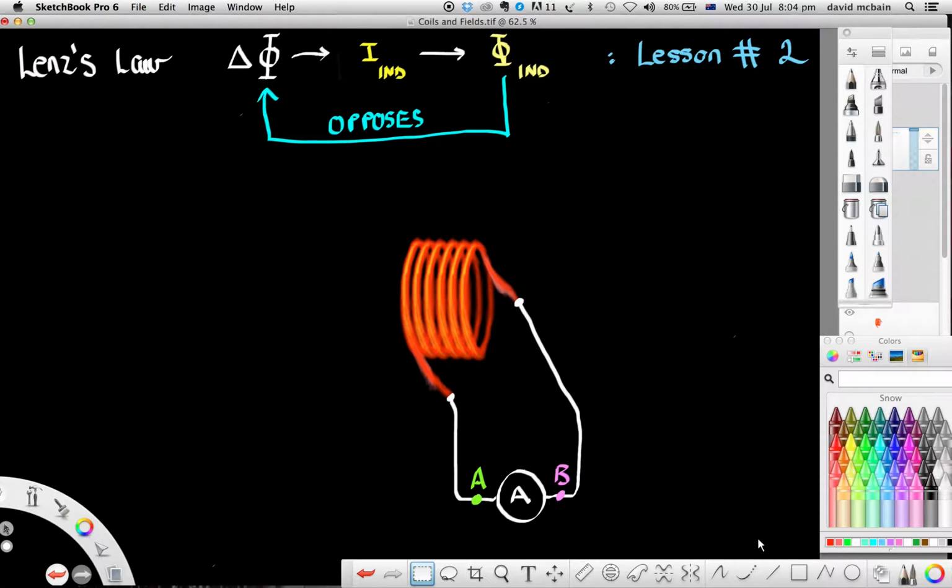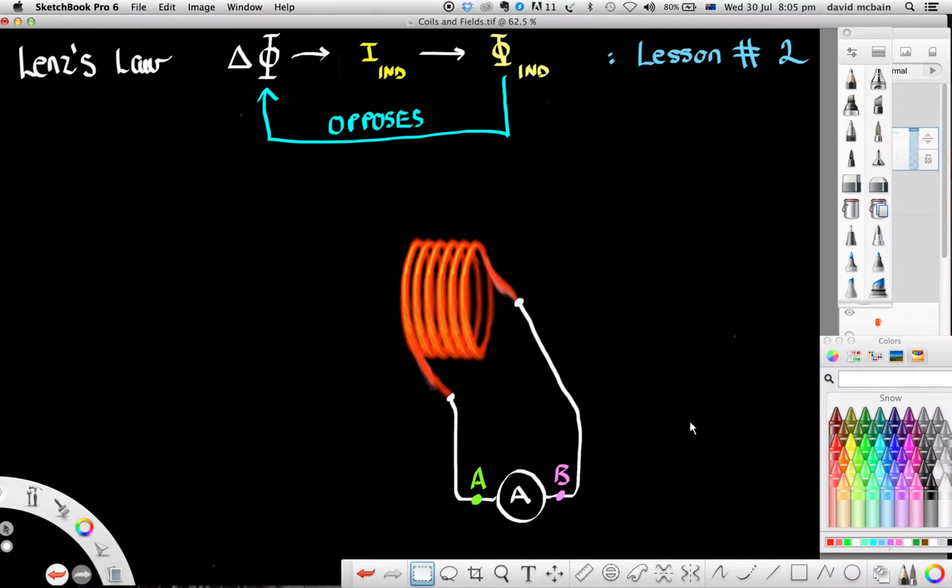Okay, welcome to our second lesson on Lenz's Law. Just to remind you that Lenz's Law tells us that if we cause a change in flux in a coil or through a conductor, then the coil will induce a current, which in turn will create an induced flux, and that induced flux will oppose the change that we've caused. So I'm going to show you now how we can put this to practical use in solving a problem.